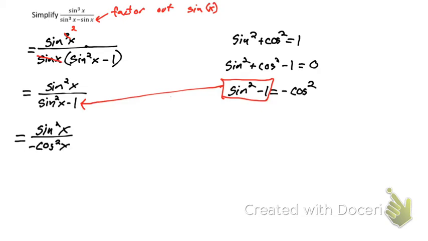Now, sine over cosine is either going to be tangent or cotangent. Does anyone remember which one that would be? Mary? It would be tangent. And since it's squared, it's just going to be negative tangent squared x.